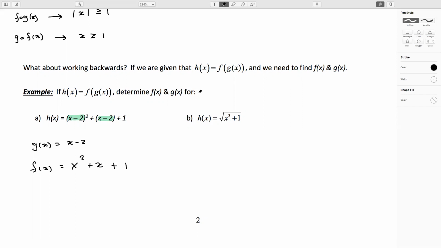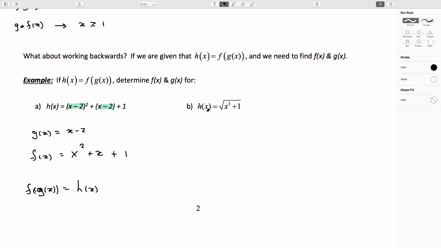So now if I was to compose f of g of x, wherever x was, I would write x minus 2. And f of g of x equals h of x. Technically, you could be more creative if you want, but this is going to be the easier way to do it. Look for an outer, look for an inner.